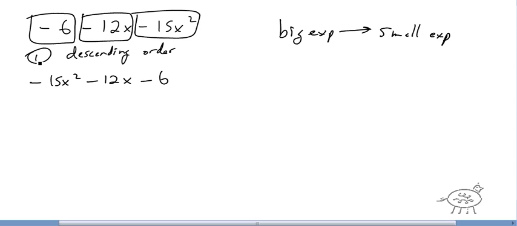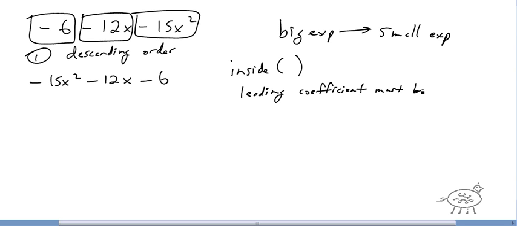Now, another rule here is inside the parentheses, the leading coefficient must be positive. So remember, the leading coefficient is that coefficient right there. Okay, that 15. So this is the deal.